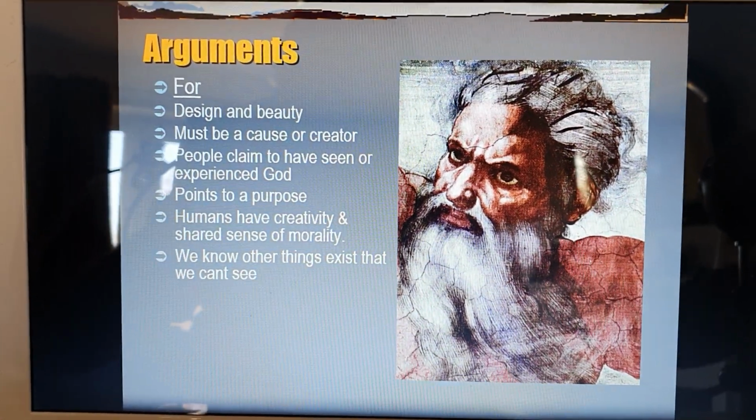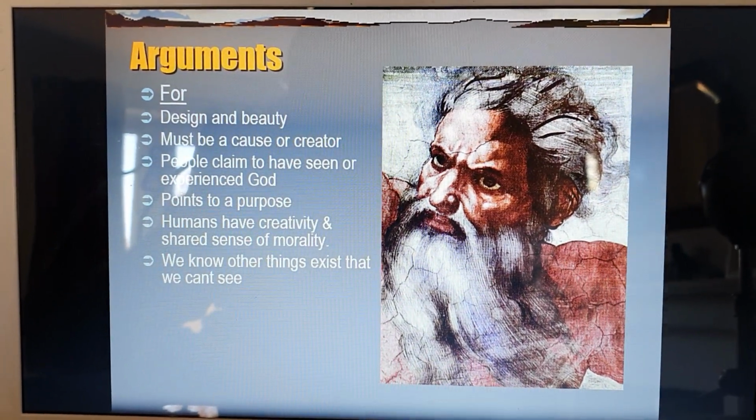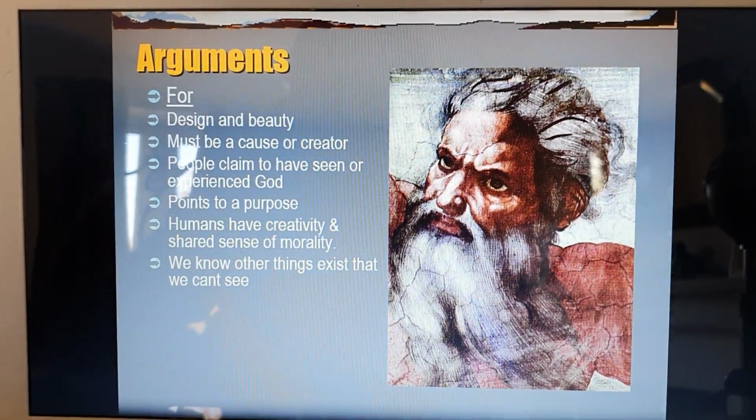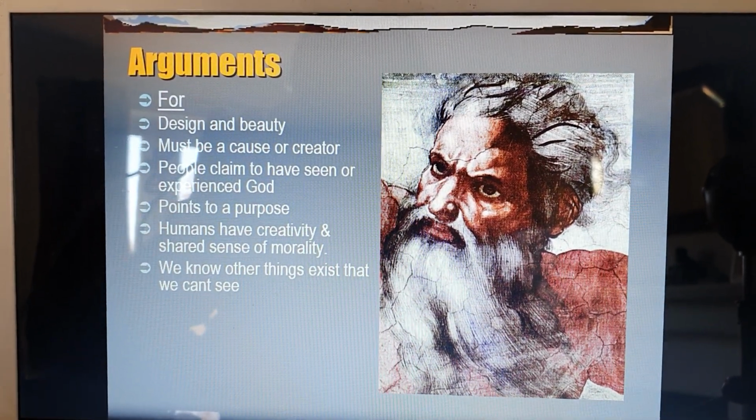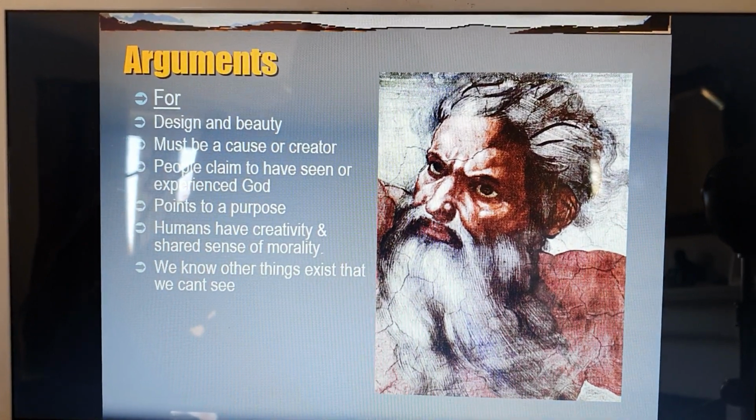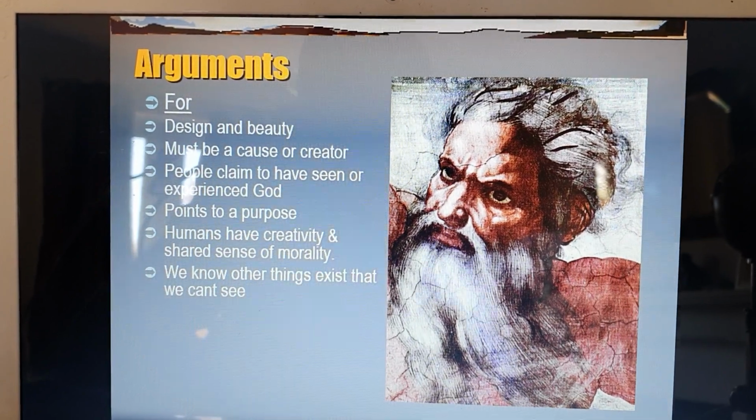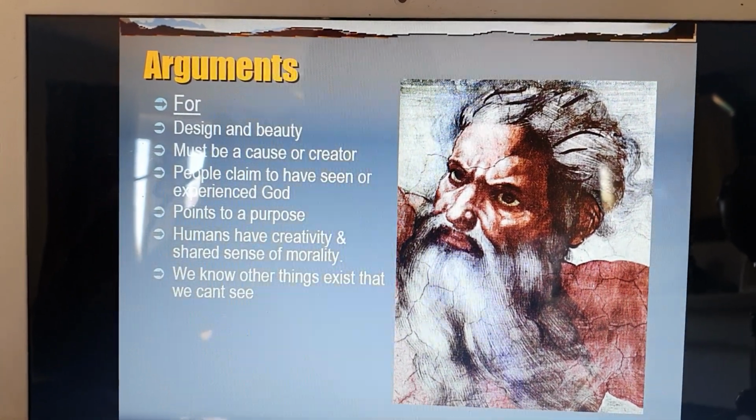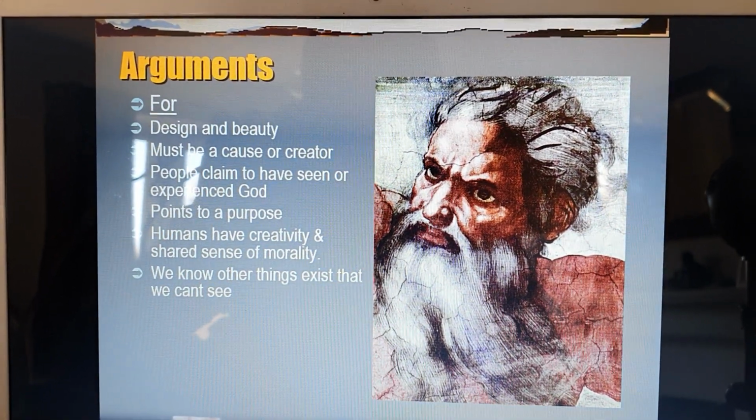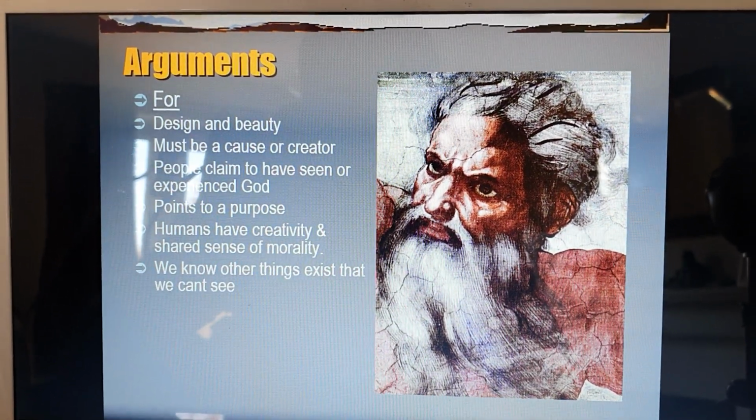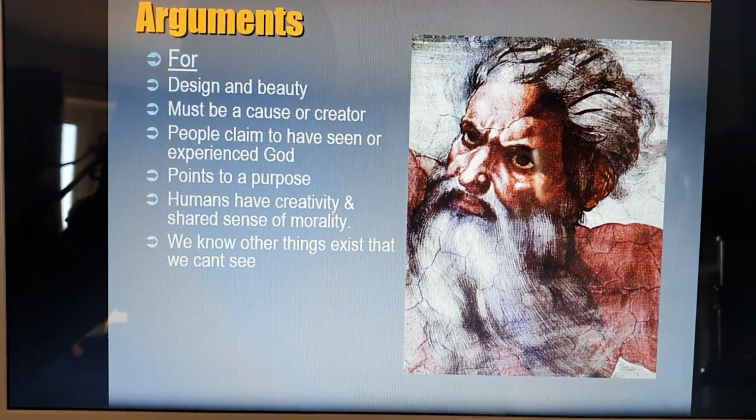You can see on this slide here, for example, that some arguments for God are that some people believe that the world is beautifully designed. Some say there must be a cause to the universe to make it make sense. Some would say that people have claimed to have seen God or experienced God in some way, and would say that there's some ultimate purpose in the world. Humans are creative. We've got a shared sense of morality. People all around the world can arrive at the same moral conclusions, so maybe that comes from somewhere.